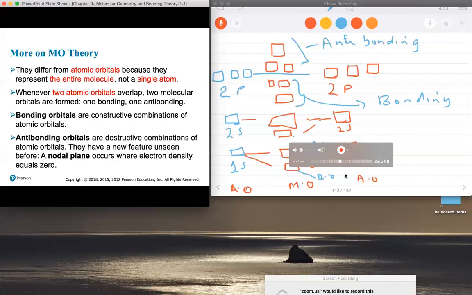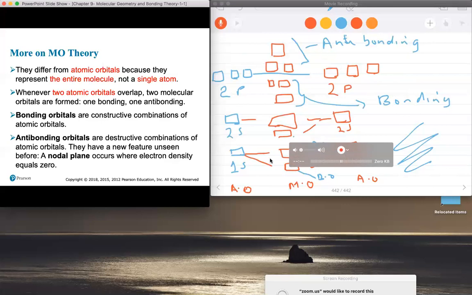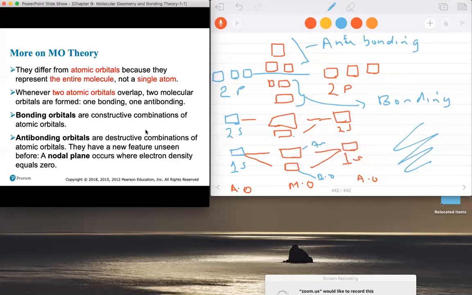Just the way, when I was drawing the zigzag line like this, you don't have to do that if you know how to write 1s2, 2s2, and so forth. Once you figure it out, once you commit it to memory, then you just have to draw this and fill in with the electrons.